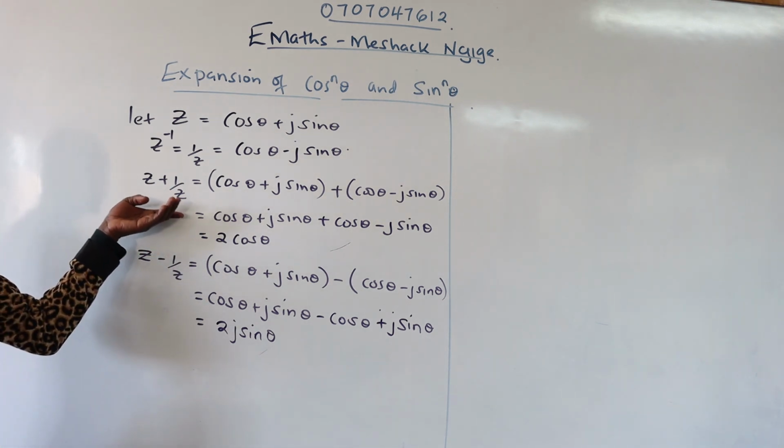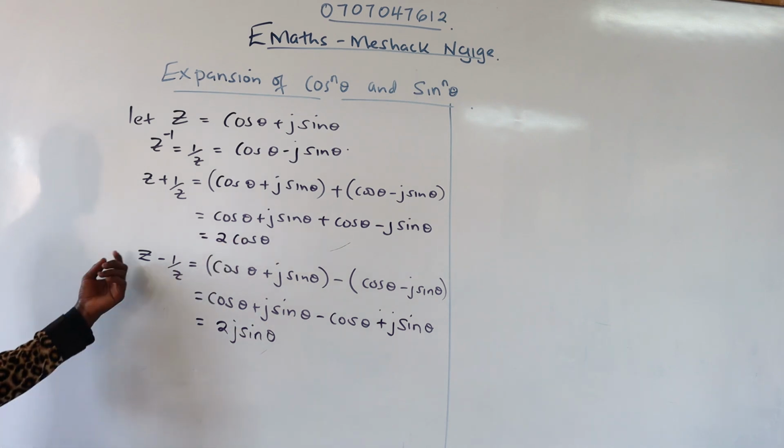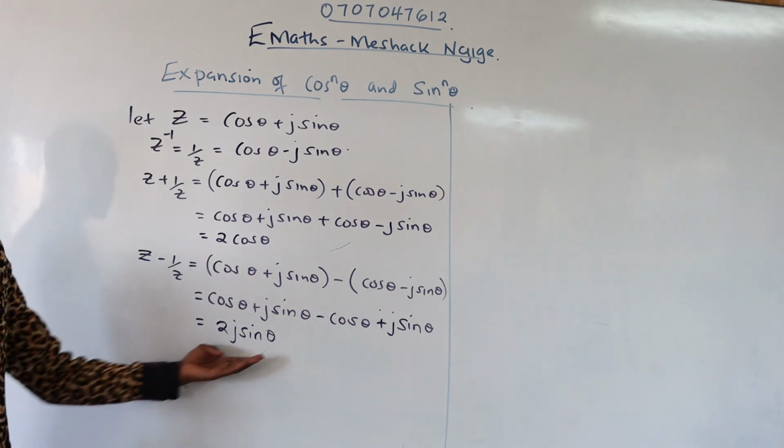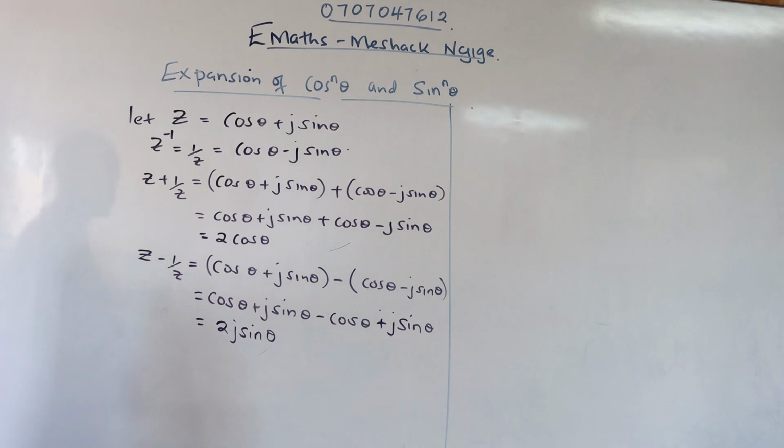So when you add z and 1 over z, you get 2 cos theta, and when you subtract, we get 2j sine theta.